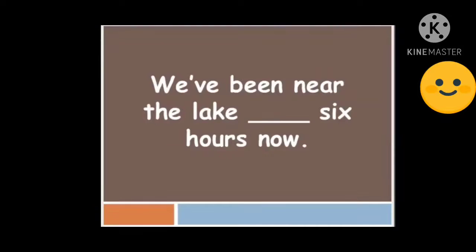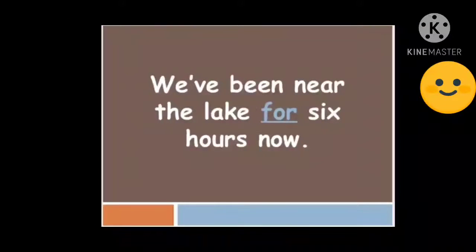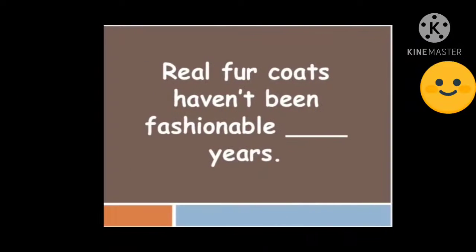We have been near the lake dash 6 hours now. 6 hours now. What is the time phrase given? 6 hours. So duration or the length of time is given. Okay. Then we usually go with for. We have been here or near the lake for 6 hours now.